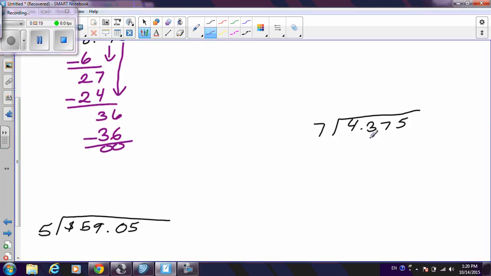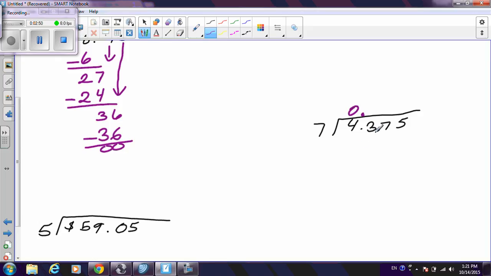So remember, step 1, read your problem. We have 4 and 375 thousandths divided by 7. We're going to bring our decimal above into our quotient area. Make sure it's lined up with the original decimal. You don't want to put your decimal over here or over there because it'll change your answer. All right, so now we begin. 7 goes into 4 how many times? It can't go into 4, so we put a 0.